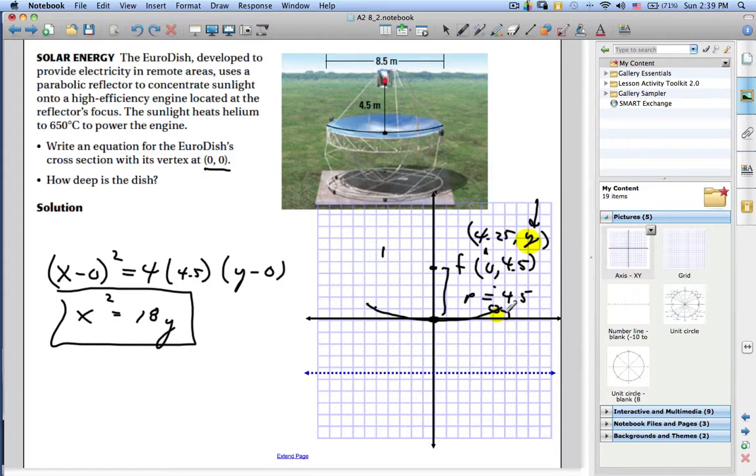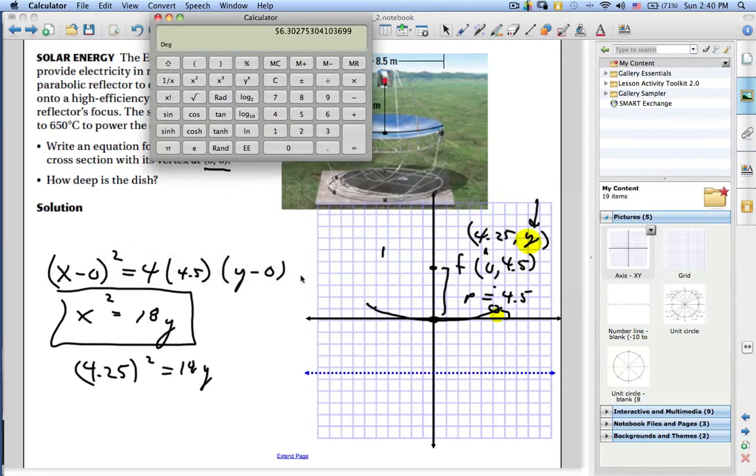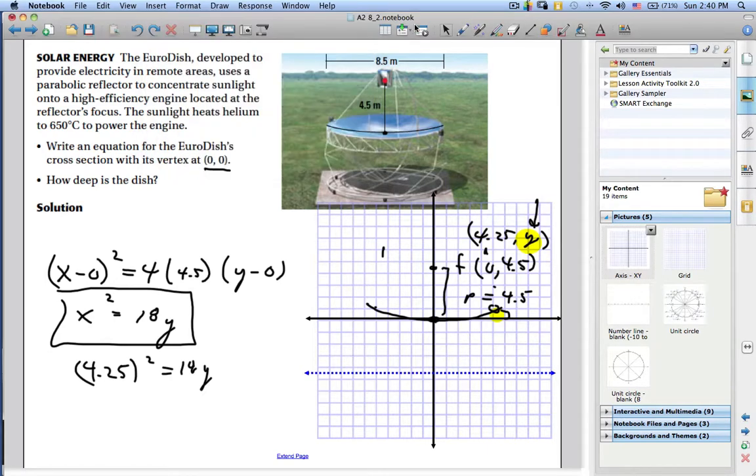So this distance here. So if I plug 4.25 in for x, and let's go ahead and take 4.25 and square it, it's 18.0625. So that's 18.25. So it's about 18. I'm sorry, 18.125. So what I know is that my y value is just approximately 1. Right? So I have 18.125 divided by 18, that's basically 1.